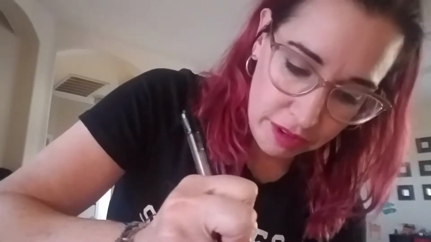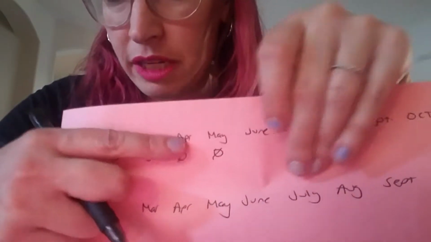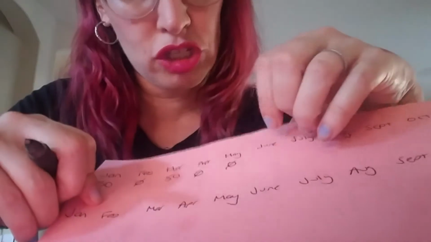Let's say you did 50 PV in January and 50 PV in March and you didn't do any in February, April, May. Okay, so let's say you've been in the company for 5 months so far. You're just a really basic personal use user. So you did 50, 0, 50, 0, 0. Okay, so now it's gonna be June, okay?